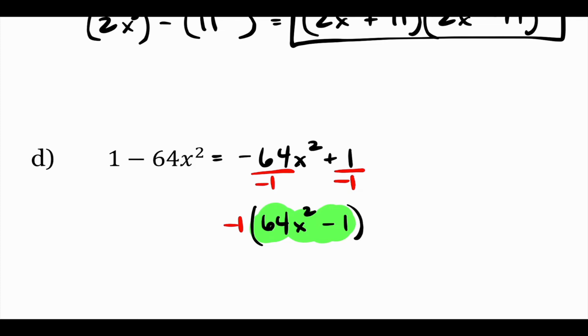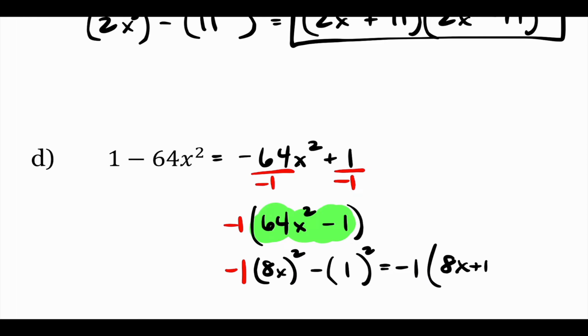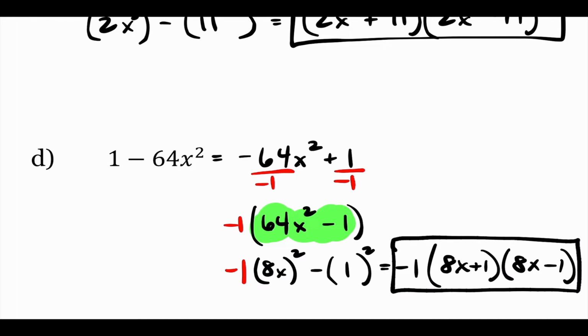Now that looks more like something I want to use, right? A is 8x. B is 1. With the negative 1 in front. Don't forget about the GCF. If I have a GCF, I need to put it in front. Okay, so I have a negative 1 in front, and then I'm going to have 8x plus 1, 8x minus 1. That's what I mean by difference of squares.